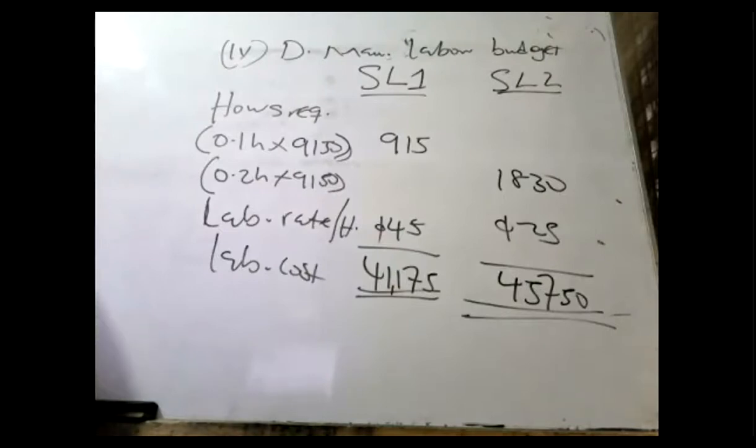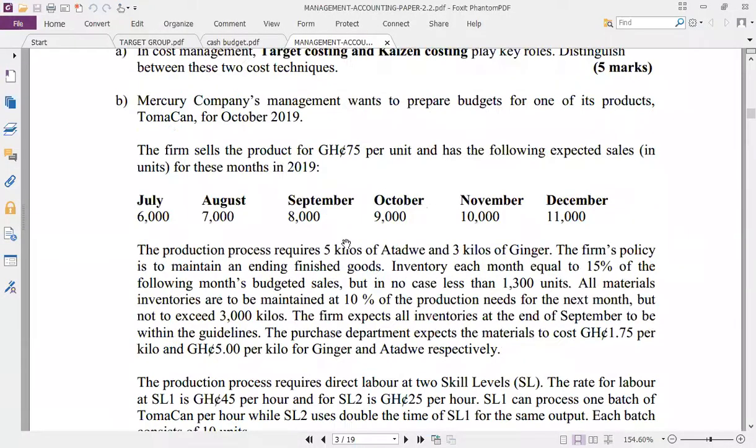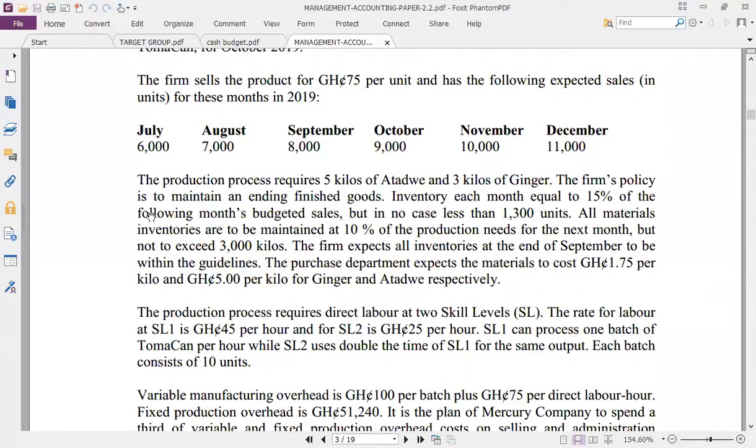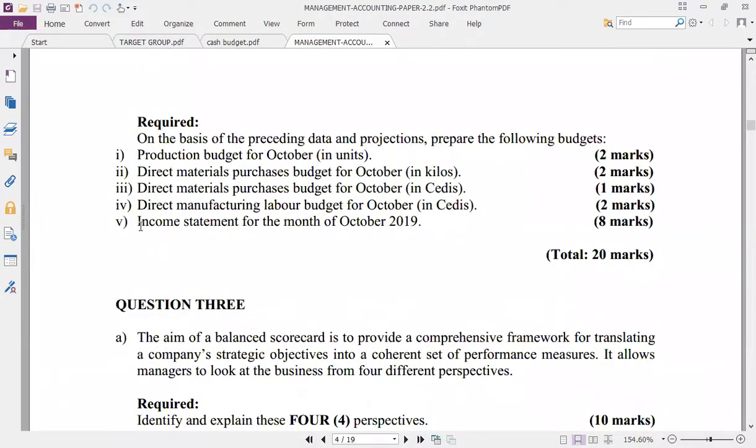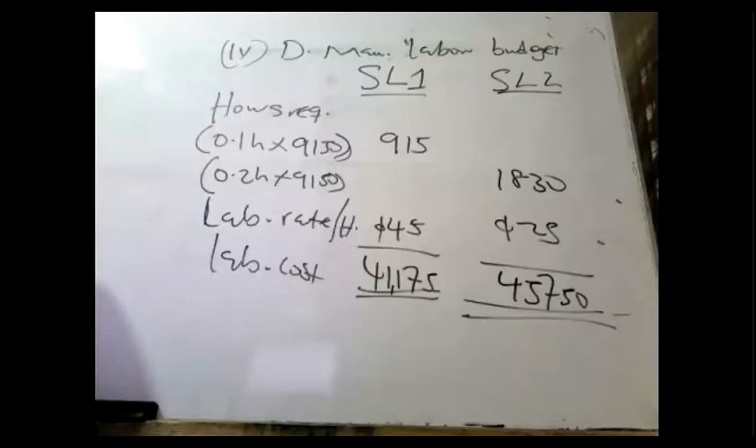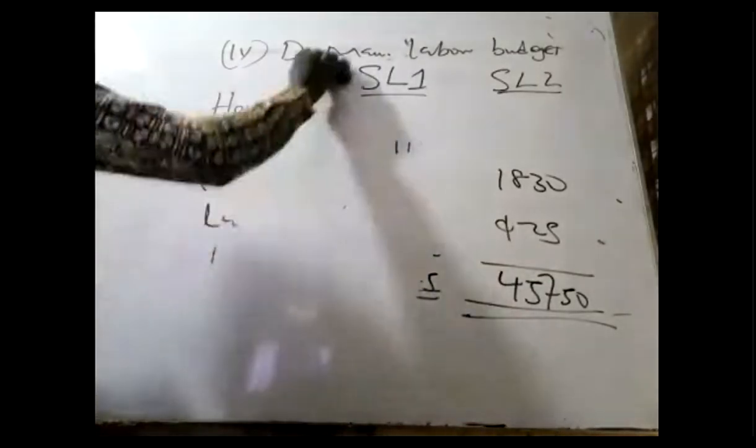Let's quickly go through the last section. So the last section is the budgeted income statement. That is what you call the master budget. So this will push us to the master budget. Now, if you pick the master budget, as the name suggests, it should be the master of all.